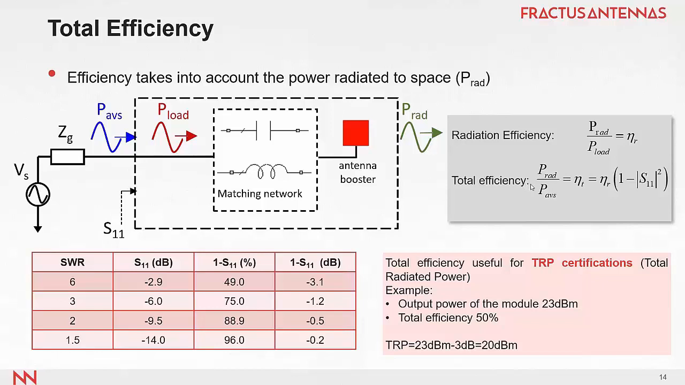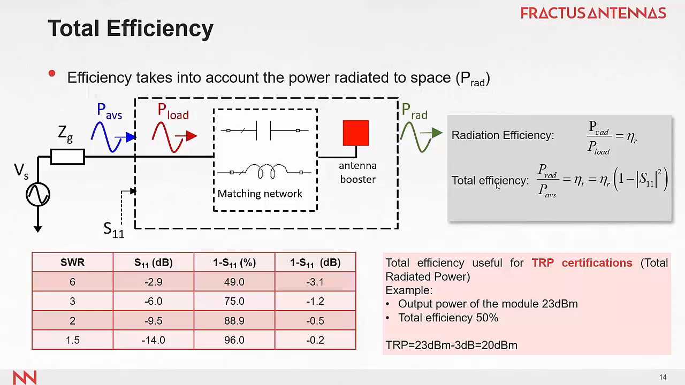The total efficiency at the end takes into account the ratio between the power radiated into space over the available power. And this takes into account mismatching with the 1 minus S11 squared, and all losses of the system, not only the plastic covers, the battery effects and whatever, but also the matching network losses, if any. So this at the end is the number that we are going to use to assess our performance.